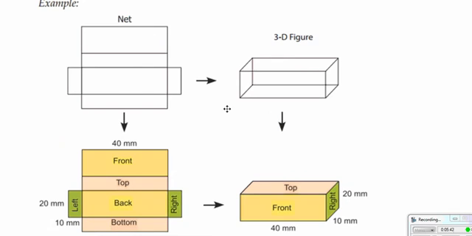So again, we have nets and a 3D figure that could be either a rectangular prism or a square prism. In this case, we know it's a rectangle because one side is 20 millimeters and the bottom is 10 millimeters. They're not the same measurement, so it can't be a square. It's been labeled again and laid flat. Front and back are the same. Top and bottom are the same. Left and right are the same. And it folds to make a 3D figure.